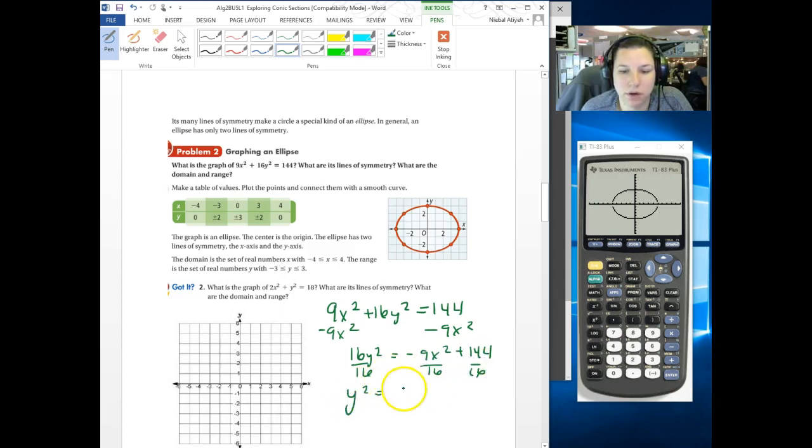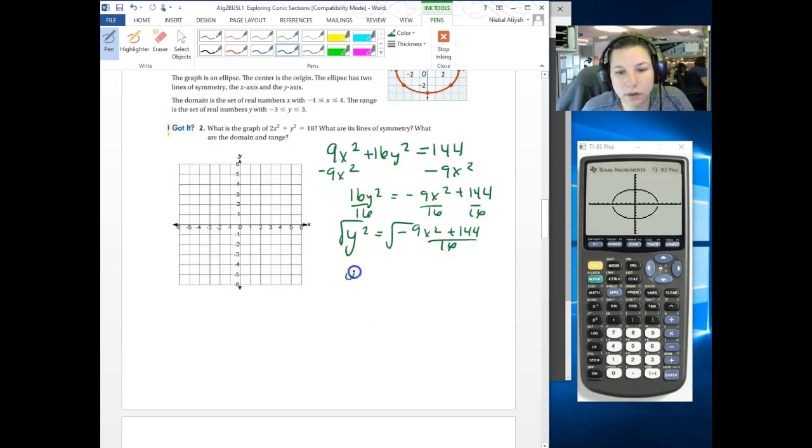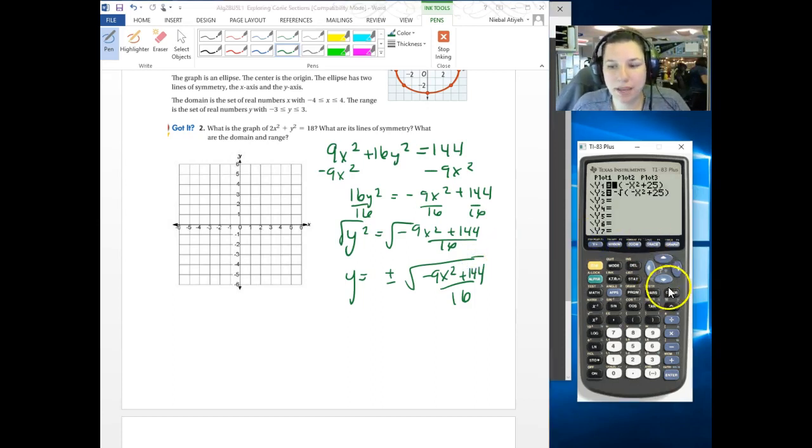Okay, so y squared equals over 16, then we're taking the square root. So y is going to be plus and minus the square root of -9x squared plus 144 over 16. You don't need to simplify anything. The calculator will graph it correctly. You don't have to go and find the square root of 144 and then do the 9 divided by 16. You can save yourself time, just enter it as you see it.